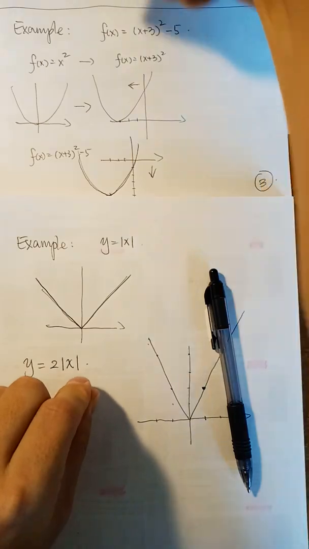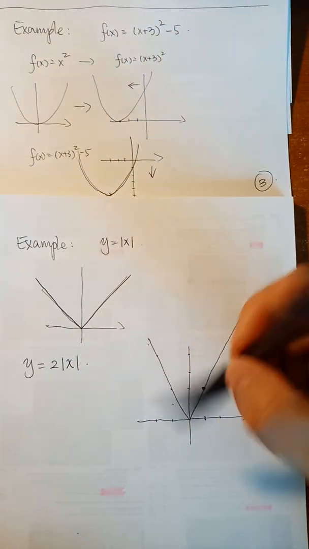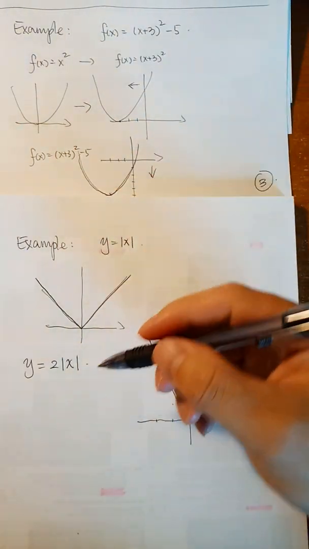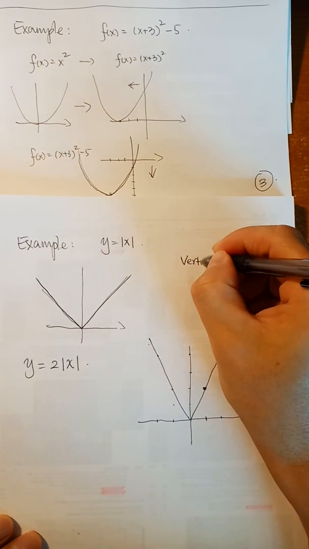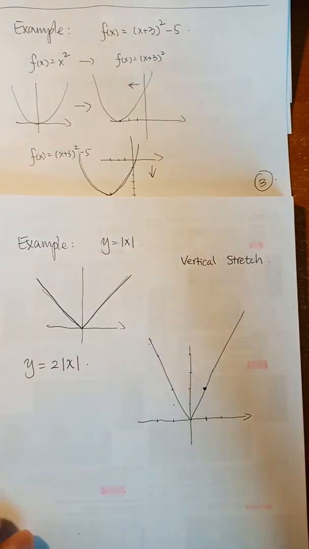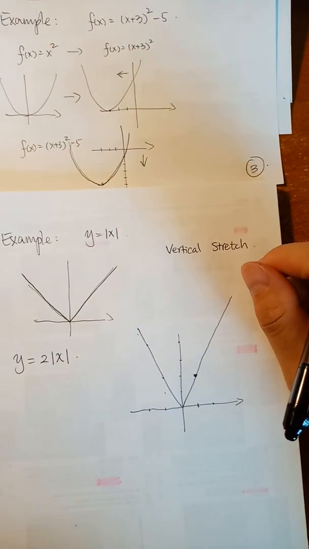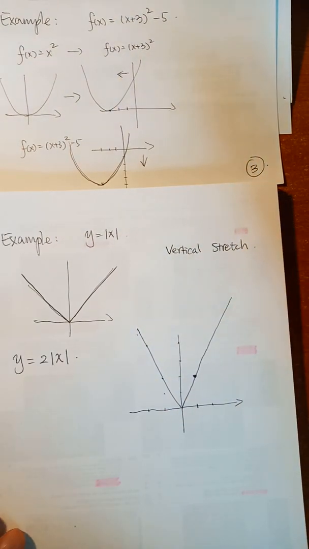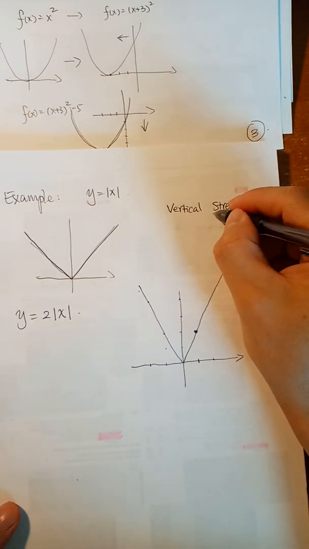So you stretch the whole graph along the y direction. So it's a vertical stretch. If you multiply the function by a coefficient greater than 1, it's a vertical stretch. Vertically enlarge the graph along the vertical direction. 0 is always fixed at 0 because 0 times whatever value is 0. Okay, this is a vertical stretch.